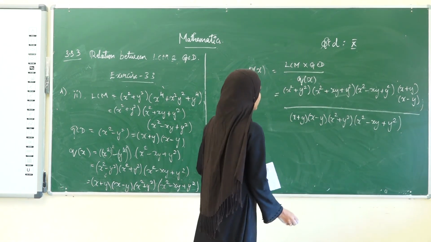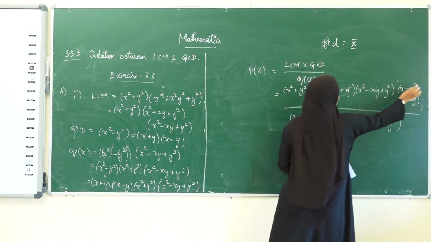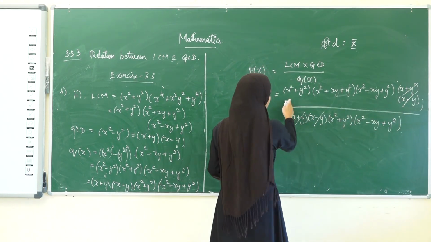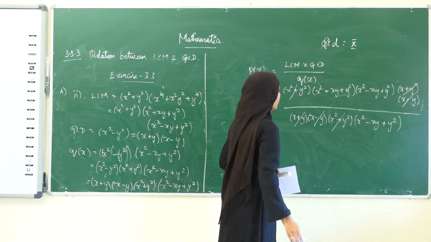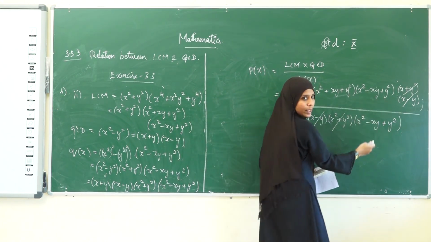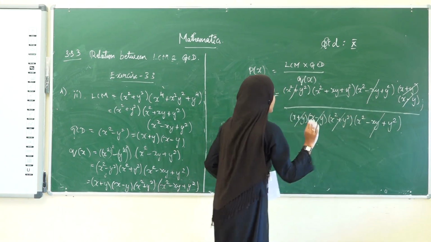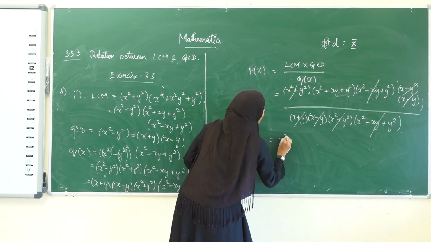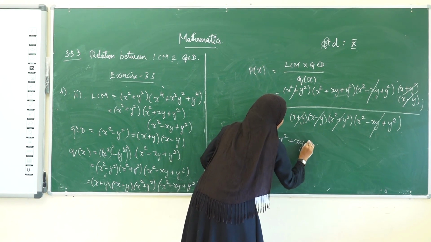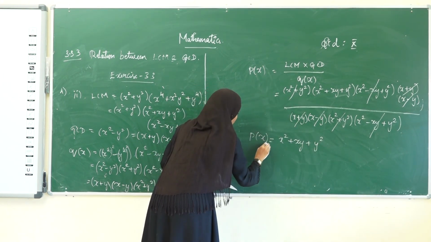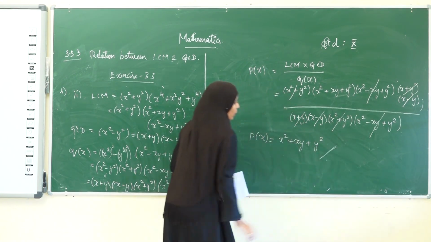Okay, shall we cancel the terms? (x plus y), (x minus y) and (x minus y) get cancelled. x square plus y square, this term also gets cancelled. See, x square minus xy plus y square, x square minus xy plus y square, this term and this term get cancelled. The remaining term is x square plus xy plus y square. This will be the polynomial p(x). Hence we have found this polynomial.